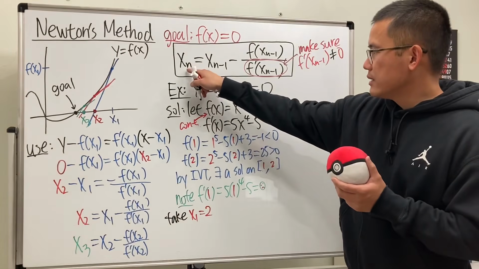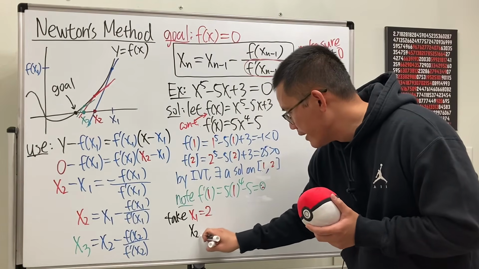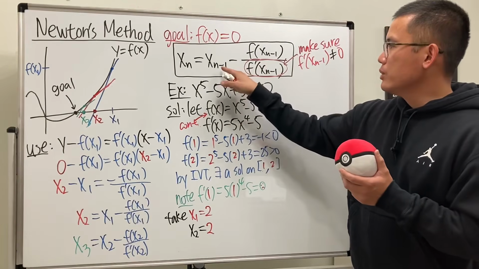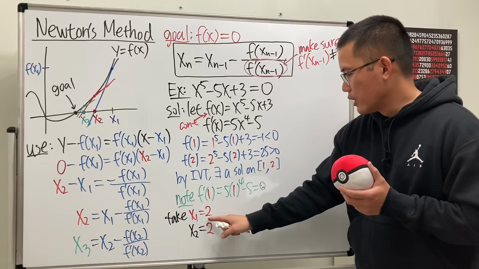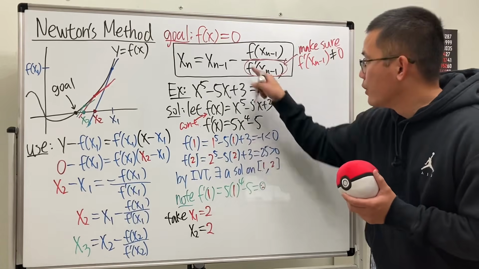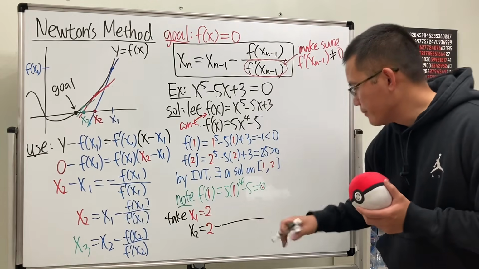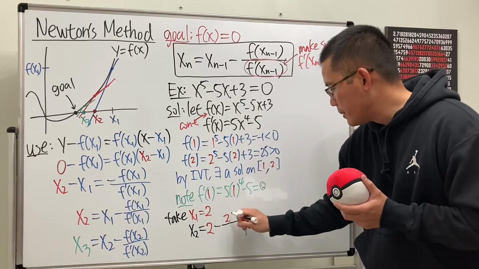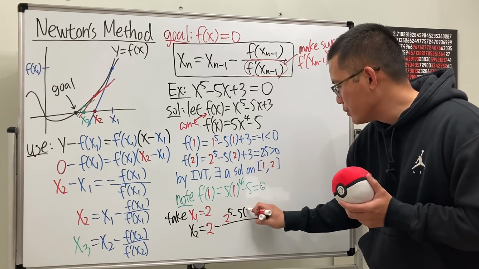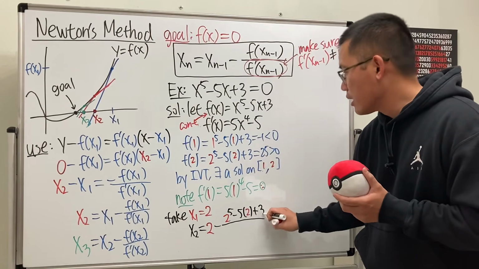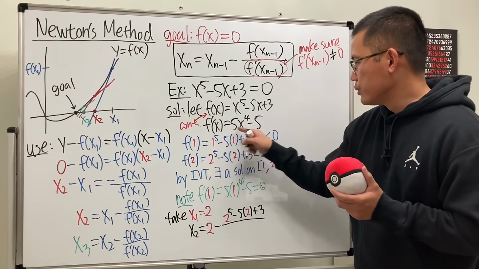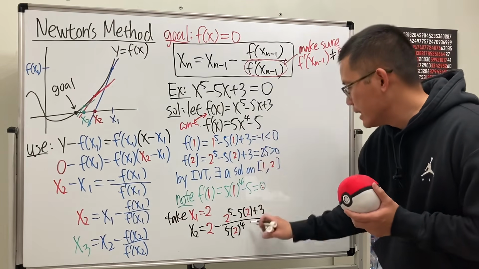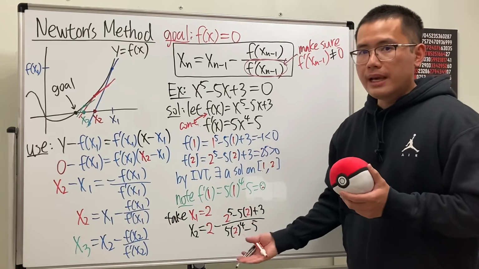To get the next x value, that's going to be x2, that's going to be plugging 2, which is just the previous x value, into the function. So we will just have the 2 right here, and we will have to subtract. And I'm going to write down the whole thing for you guys at least one time right here. So here we will just get 2 to the 5th power minus 5 times 2, and then plus 3, over plugging 2 into the derivative, which is 5 times 2 to the fourth power and then minus 5. So that will be x2.